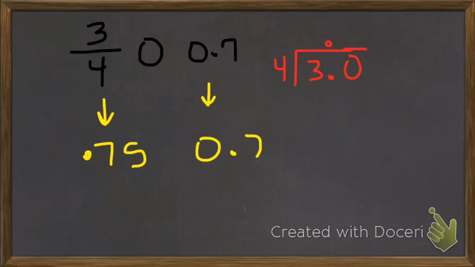You need to add a decimal. 430 goes 7. 30 minus 28 is 2. Add your 0. And 420 goes 5.